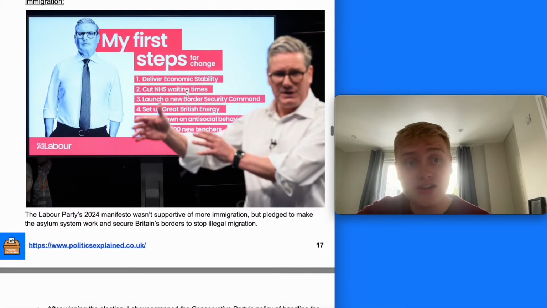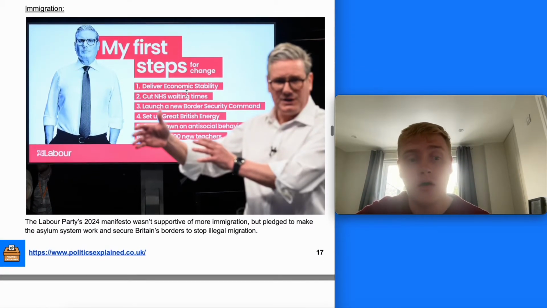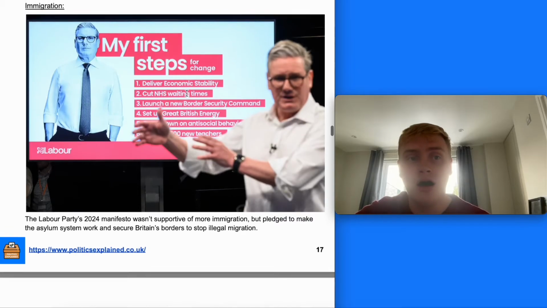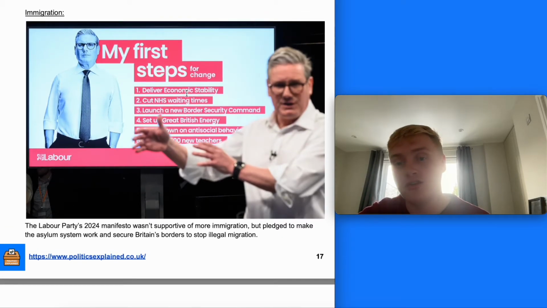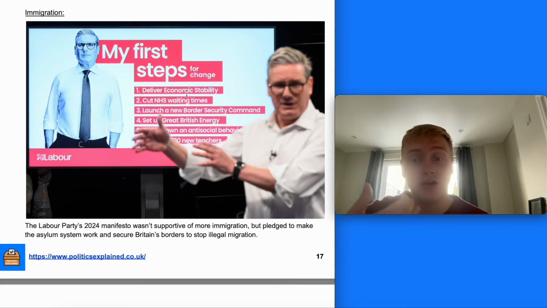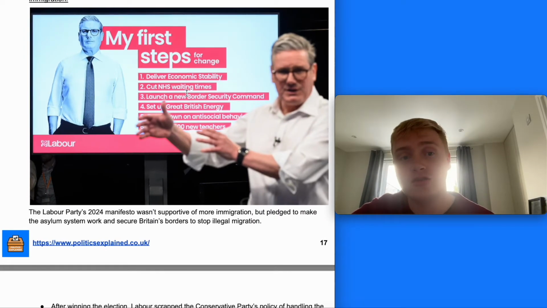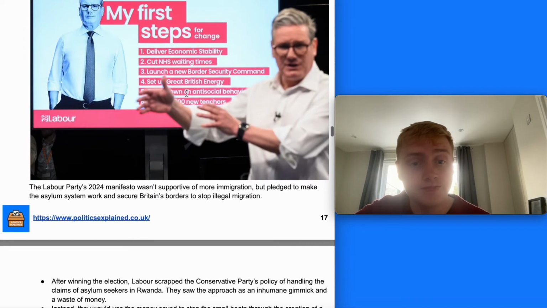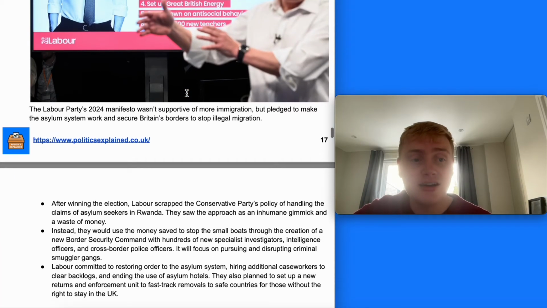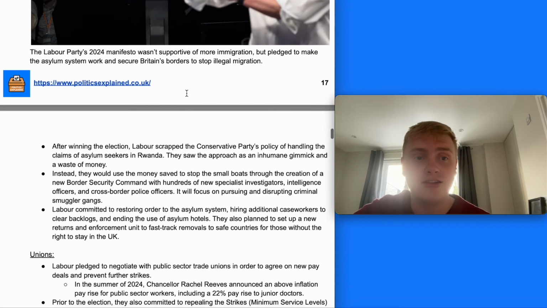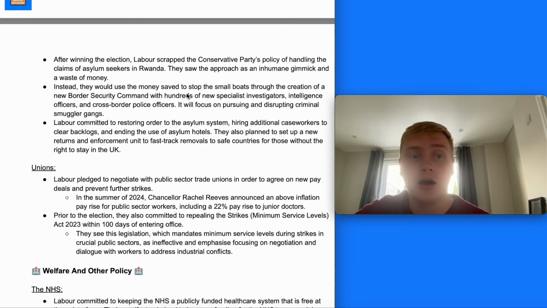In terms of immigration, this is an important focus of their manifesto. In the past, Labour administrations, particularly under New Labour, and close enough but not necessarily as close, but much more than Starmer is, under Corbyn, were quite supportive of immigration. The Labour Party's 2024 manifesto was certainly not. It pledged to make the asylum system work and secure Britain's borders to stop illegal migration.